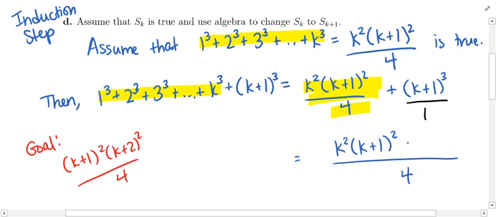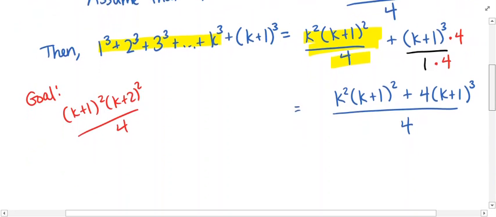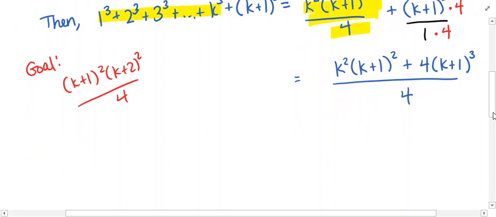And then I'm adding in the middle. We have a 1 in the bottom. We want it to be 4, so I'm going to multiply the denominator by 4. Since I did it to the bottom, I have to do it to the top. So the new numerator is going to be 4 times (k plus 1) cubed. All right, so now we've got one fraction.